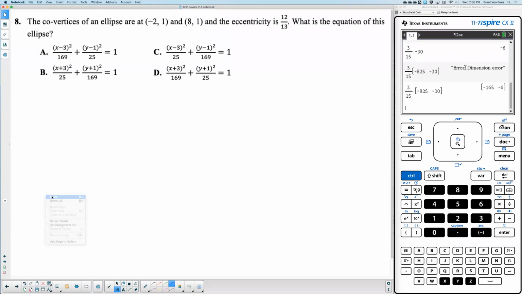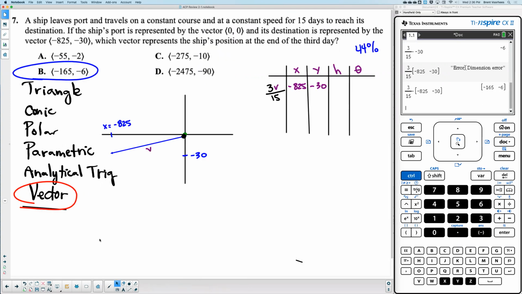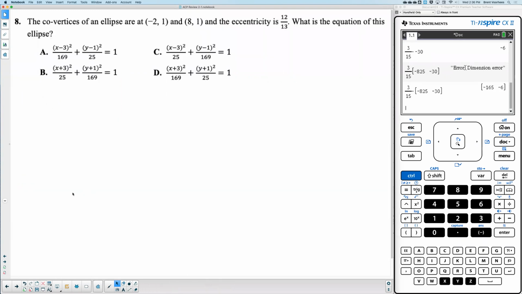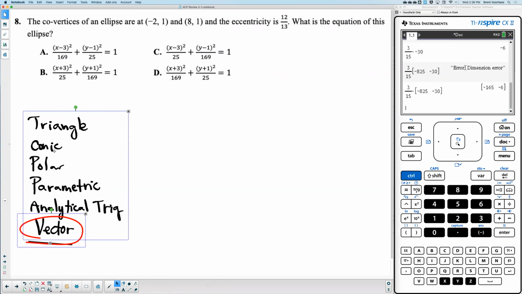Number 8. Moving slowly but surely. Oh, man. Let me grab this. Here we go. Number 8. Go ahead and read your problem. What type of problem do you think this one is? Conic section. Yeah, what do you see that tells you conic section?